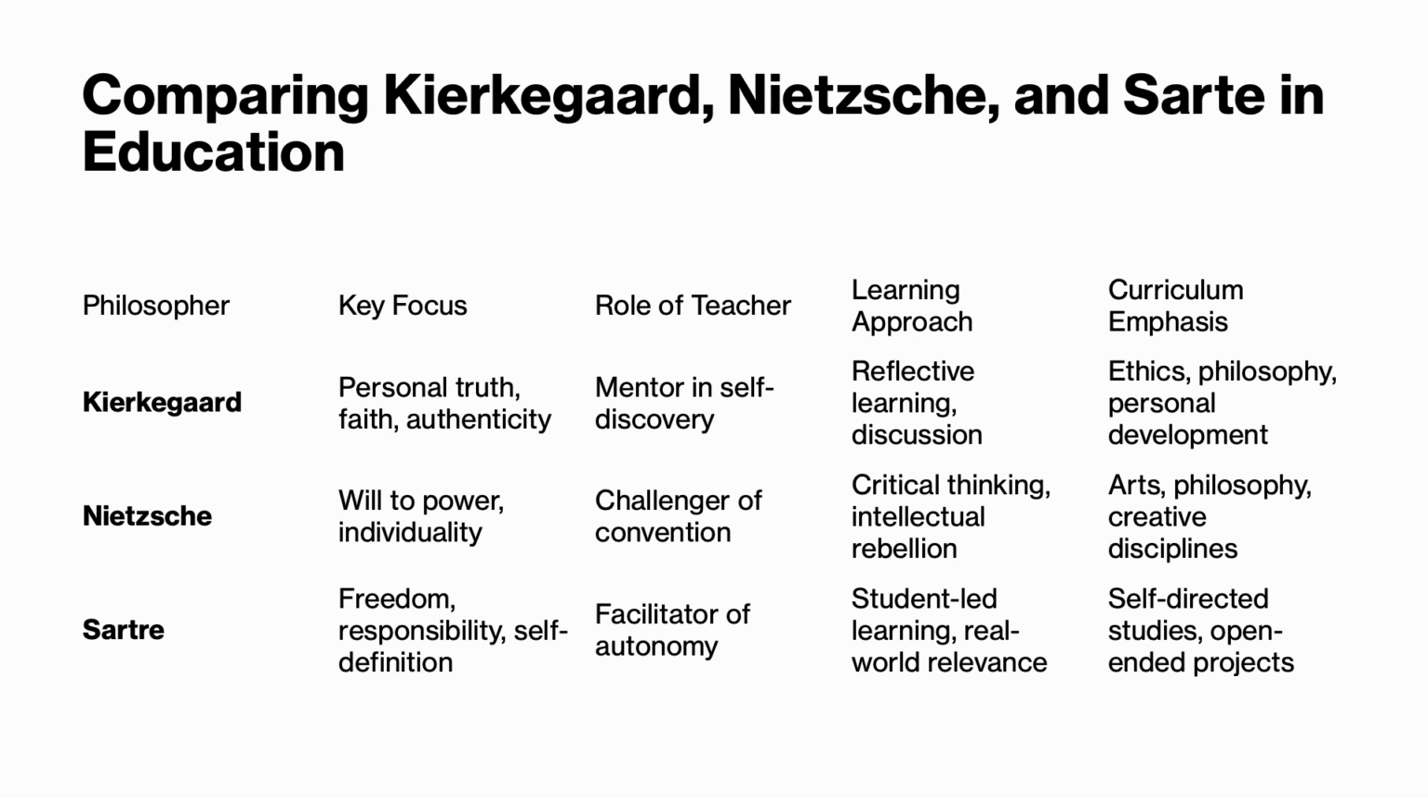Now, some of their learning approaches are, for Kierkegaard, reflective learning and discussion. For Nietzsche, critical thinking and intellectual rebellion. And for Sartre, student-led learning and real-world relevance. As far as the curriculum emphasis, for Kierkegaard, the emphasis is on ethics, philosophy, and personal development. For Nietzsche, arts, philosophy, and creative disciplines. And for Sartre, self-directed studies and open-ended projects.